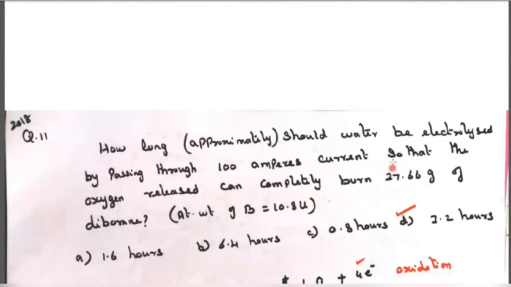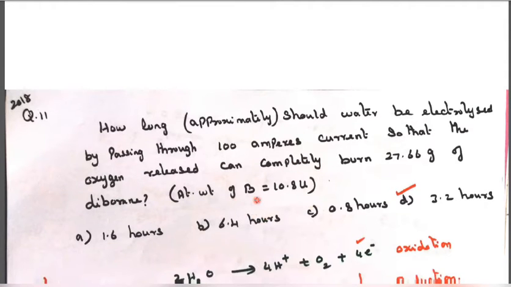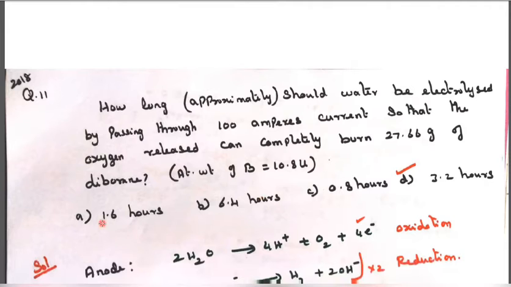NEET 2018, question number 11. How long approximately should water be electrolyzed by passing 100 ampere current so that the oxygen released can completely burn 27.66 grams of diborane? Atomic weight of boron is 10.8 units. The options are 1.6 hours, 6.4 hours, 8 hours, and 3.2 hours.